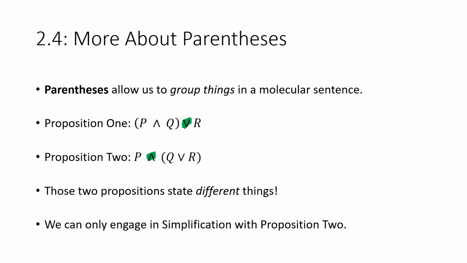And precisely because it is a conjunction, we can engage in simplification with proposition 2. That is, we could immediately infer that therefore the atomic sentence P is the case, and that therefore the molecular sentence Q or R is the case. Whereas we cannot, in proposition 1, engage in simplification. It's not a conjunction, it's a disjunction. We cannot, so to speak, pull out P and Q from those parentheses.